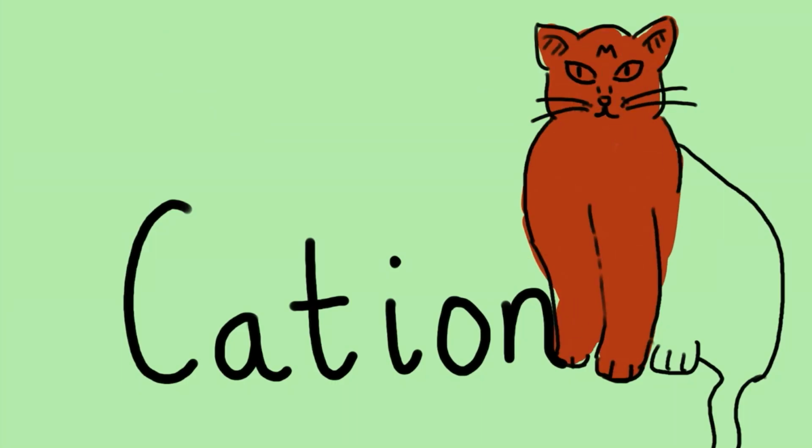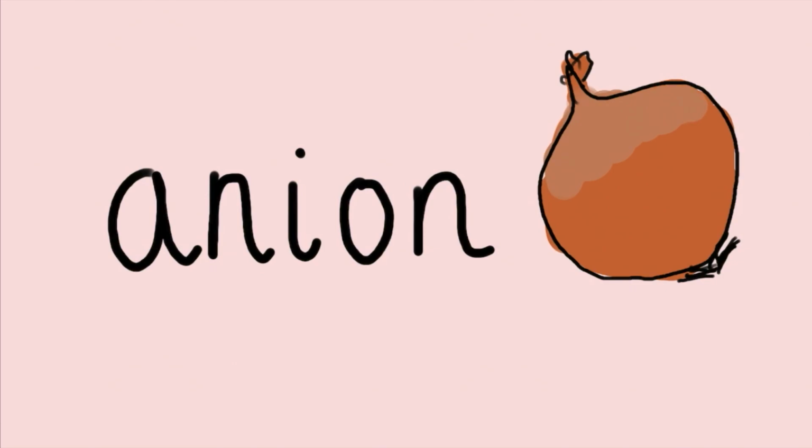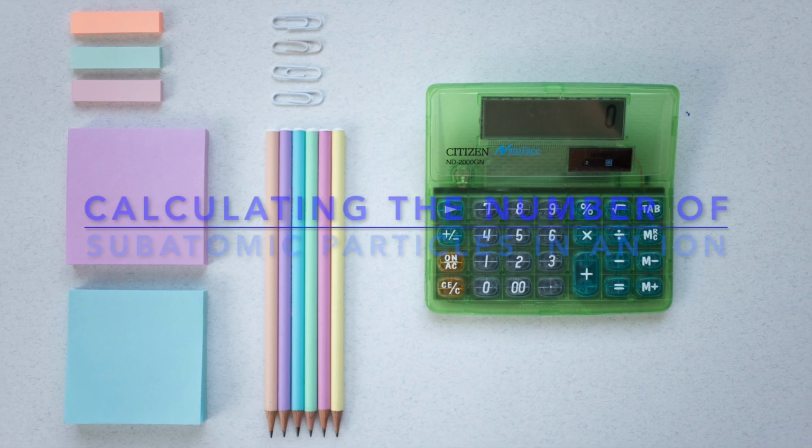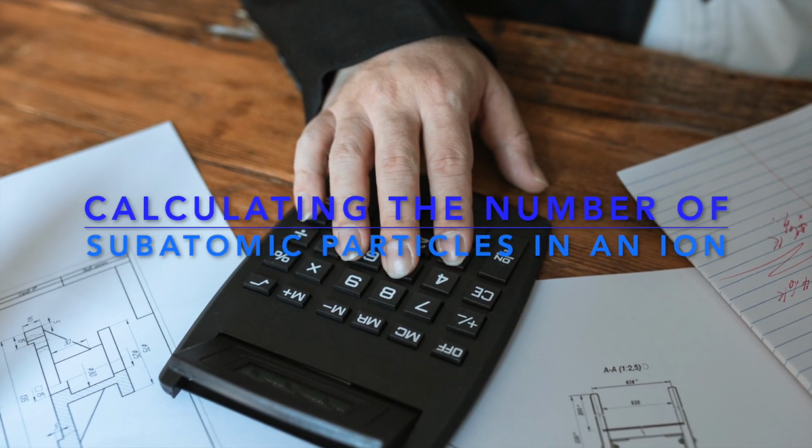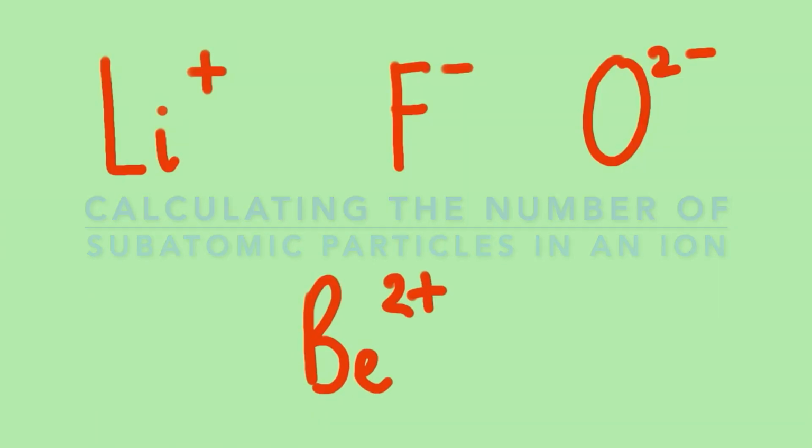Learned in our previous video about cations and anions. Today we're going to have a look at calculating the number of protons, neutrons and electrons in an ion.